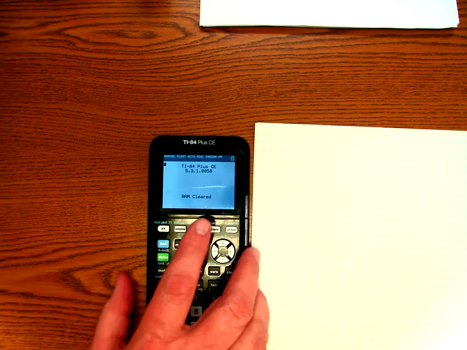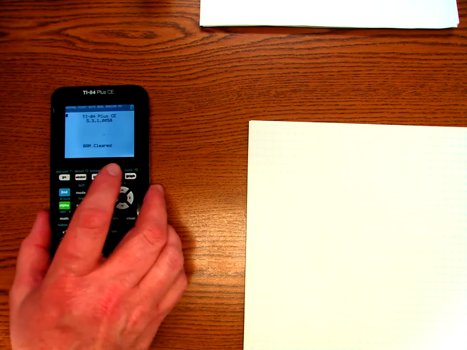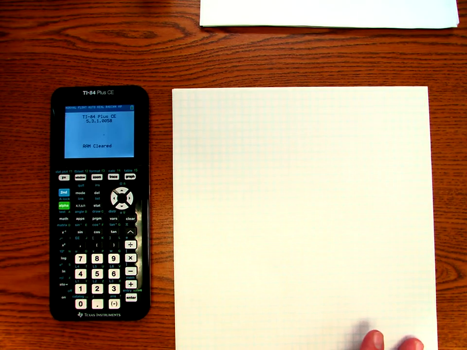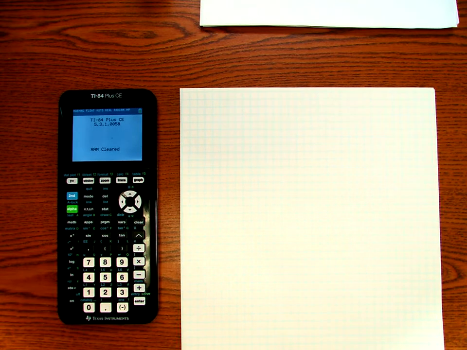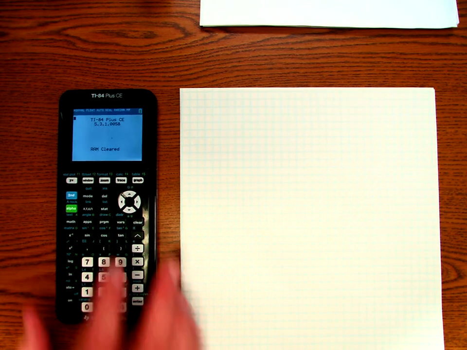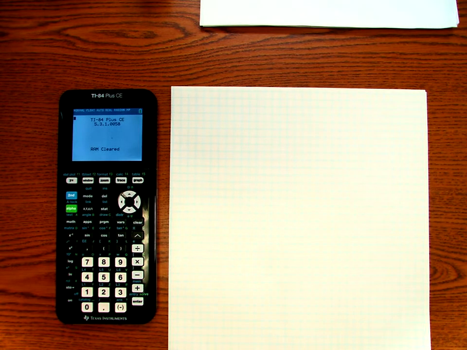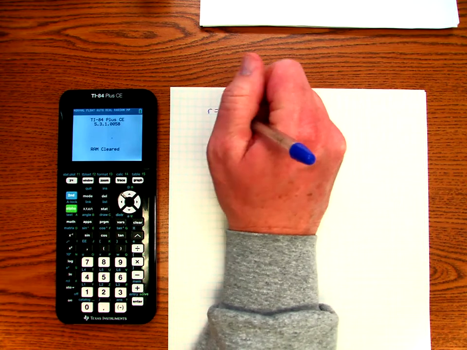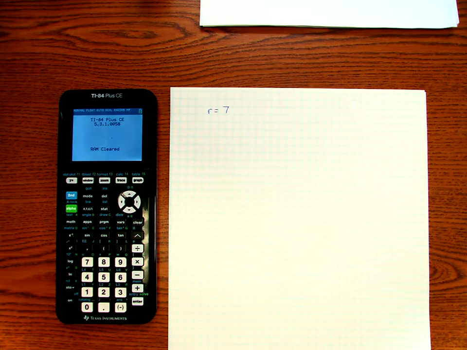Today's lesson is an intro to graphing in polar coordinates, and we're going to do this primarily as a graphing calculator driven approach. So we're starting off with a very simple equation. R is equal to 7. And we know that that's going to be a circle with a radius of 7.